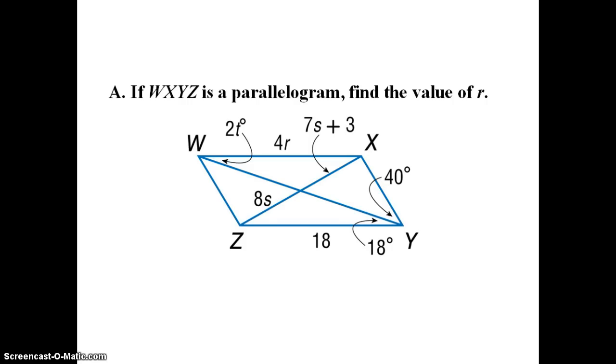WXYZ is a parallelogram. Find the value of R. Well, here's 4R. That's a side. The side across from it was 18. So you're going to set those equal and get that R is equal to 4.5.